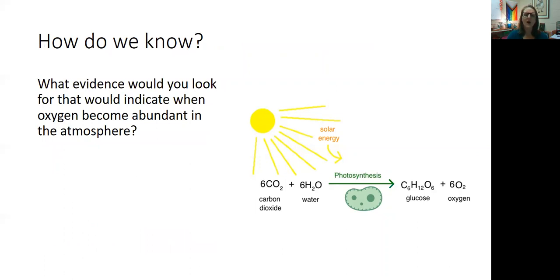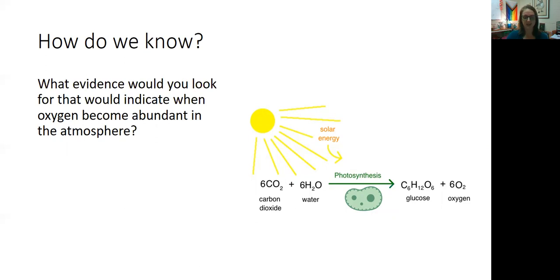Now, you might think to yourself, well, how do we know, right? We basically have no fossils of life from this time period. So how do we know? Well, even though we don't have a lot of direct evidence of the life, we don't have the fossils of those photosynthetic organisms, we do have evidence that photosynthesis was happening on Earth.